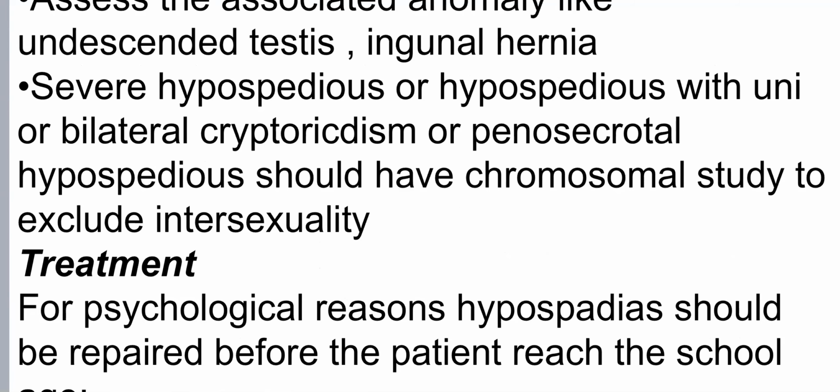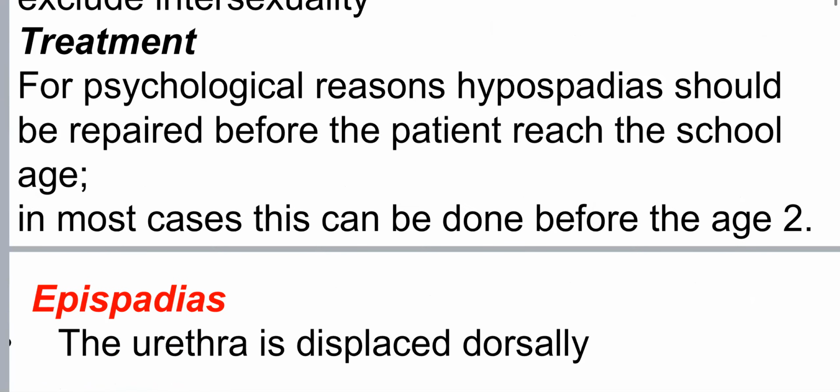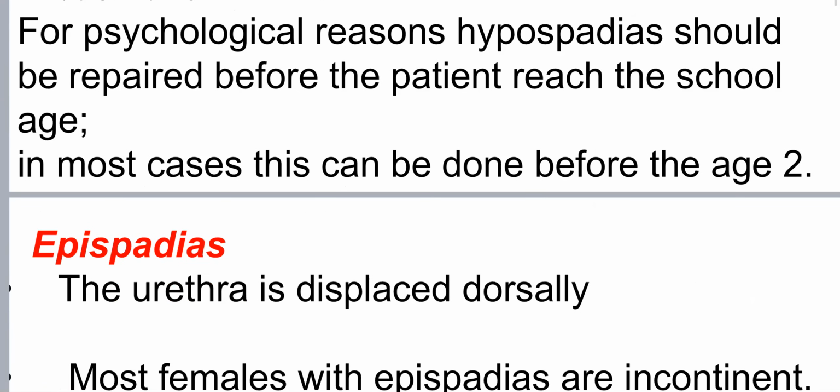Okay, keep this in mind for the exam; it may come up. If a baby has hypospadias and bilateral undescended testis, what do we do? We must do a chromosomal study to exclude intersexuality. Treatment: for a psychological reason, hypospadias should be repaired before the patient reaches school age. In most cases, this can be done before the age of 2 years.